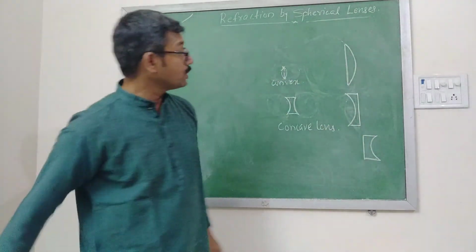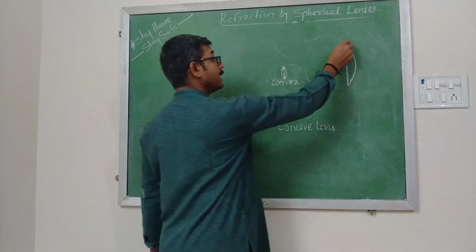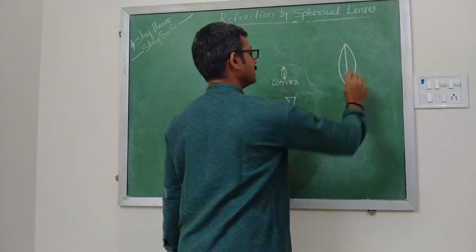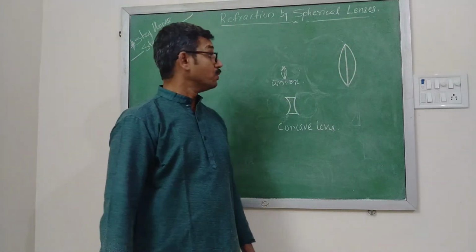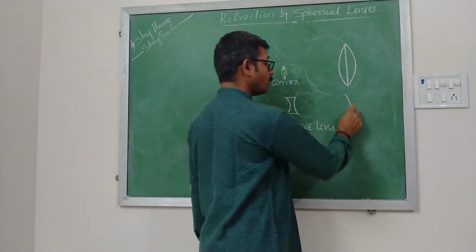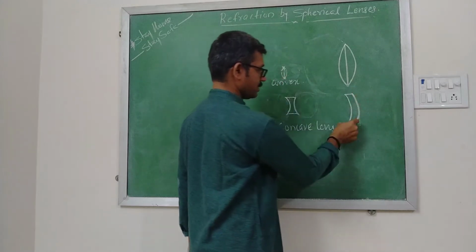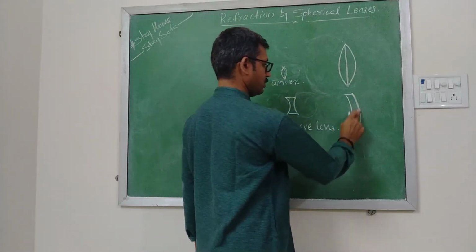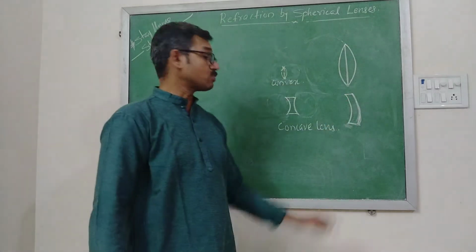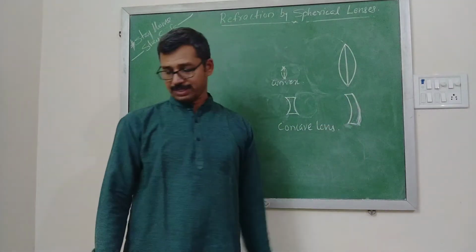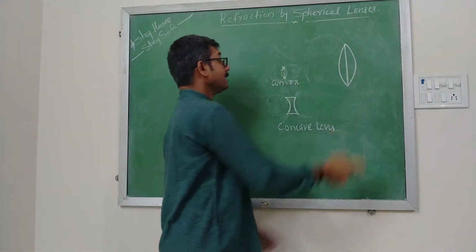Now if both the sides are convex, then it is called a double convex lens. See, double convex lens. Now, that is also there: convexo concave, that is concave or convex. One side will be concave, the other side will be convex. That is also there.